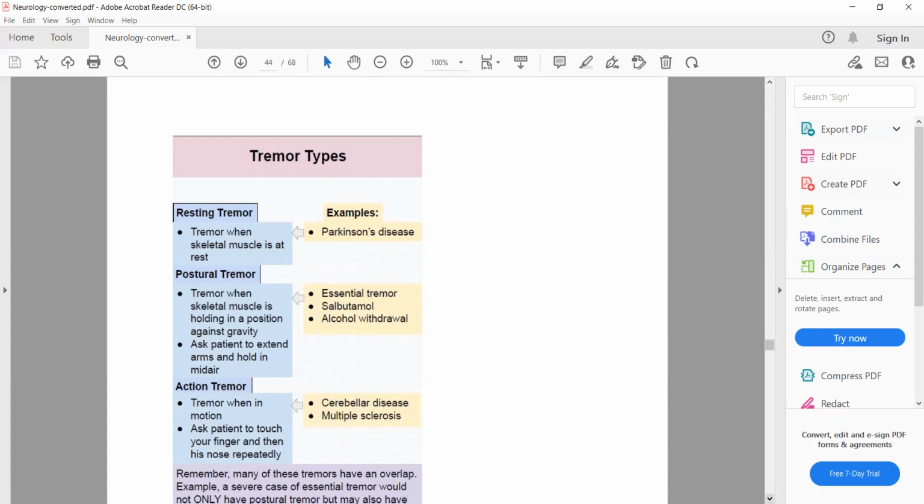Resting tremor is a classic feature of Parkinson disease. So resting tremor is present in Parkinson disease along with other signs and symptoms of Parkinson disease. So if a person is having a tremor at rest plus other features of Parkinson disease, then the diagnosis of Parkinson disease will be made. The second type of tremor is postural tremors. Postural tremors are more obvious in a specific posture.